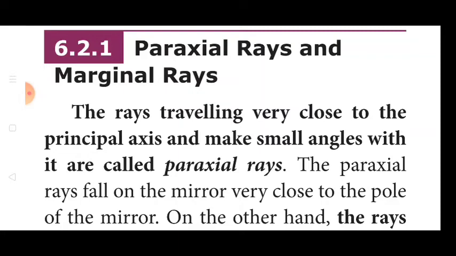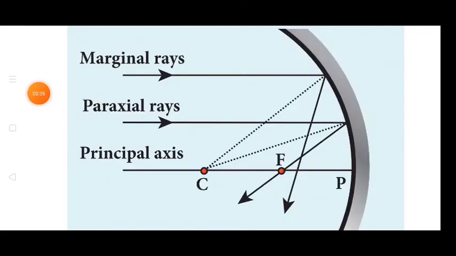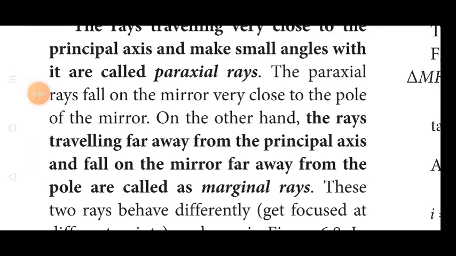Now we will see the diagram. Students, you can understand now marginal rays, paraxial rays and the principal axis. This is the diagram from which we are going to understand what is meant by marginal rays and what is meant by paraxial rays, and also we know very well about the principal axis. Shall we go to the theory now? The paraxial rays fall on the mirror very close to the pole of the mirror.